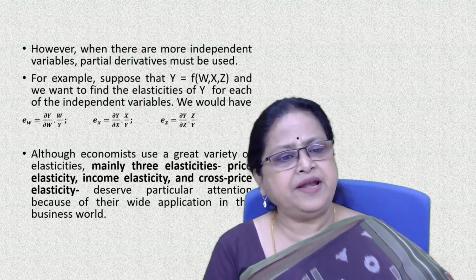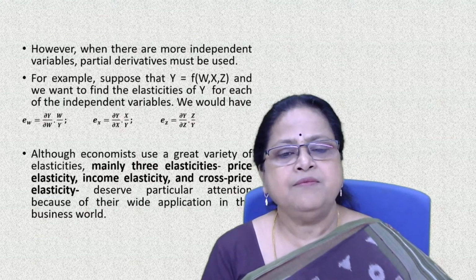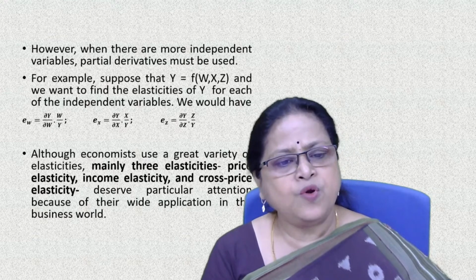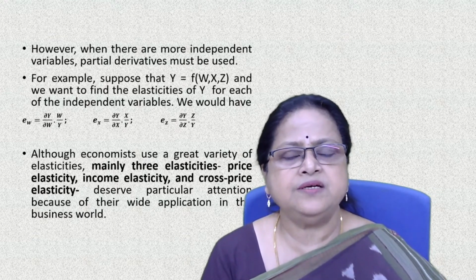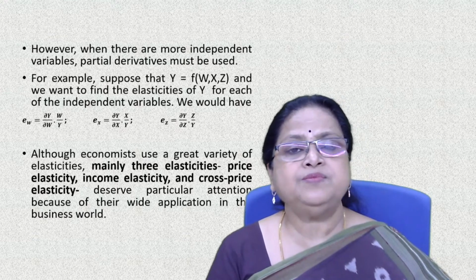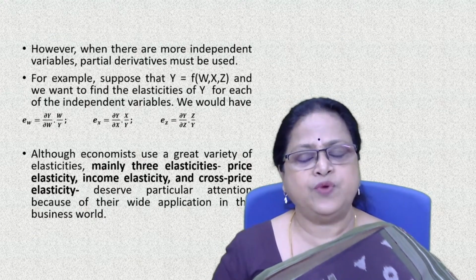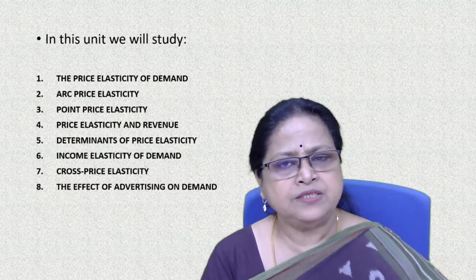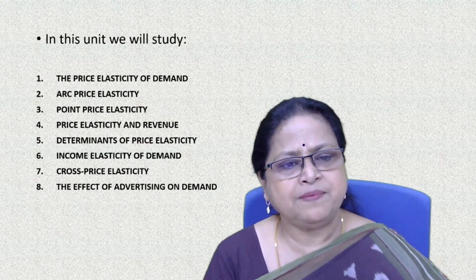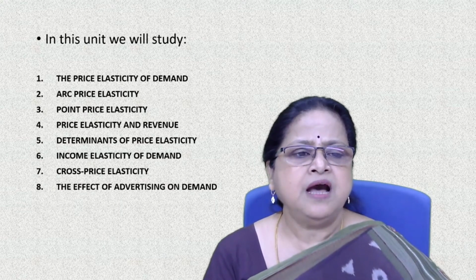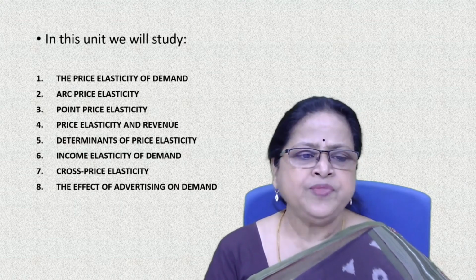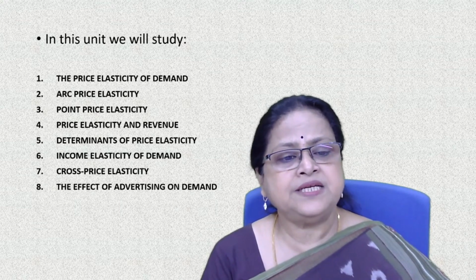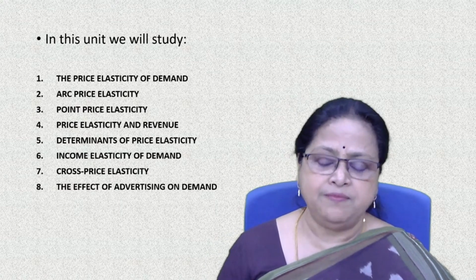Although economists use a great variety of elasticities, mainly three elasticities, price elasticity, income elasticity, and cross price elasticity, deserve particular attention because of their wide application in the business world. So now let us come to this unit. In this unit, we are going to study price elasticity of demand. In that, we'll study arc price elasticity, point price elasticity, price elasticity and revenue, determinants of price elasticity, income elasticity of demand, cross price elasticity, then the effect of advertising on demand.